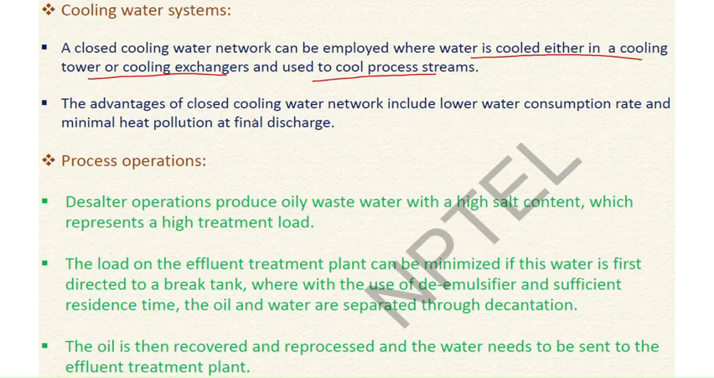So for that purpose, a closed cooling water network can be used to cool the process streams. The advantage of a closed cooling water network is the lower water consumption rate and minimal heat pollution at final discharge. But we need to add some external chemicals in the cooling water stream because, as we know, it is a closed cooling water network, so the same water circulates again and again. We need to add some chemicals to prevent fouling as well as the growth of bacteria and algae.